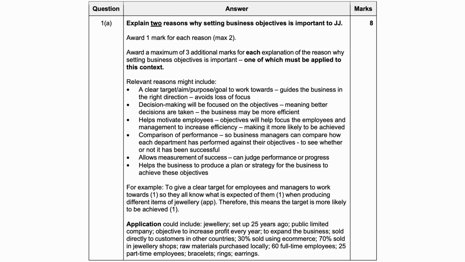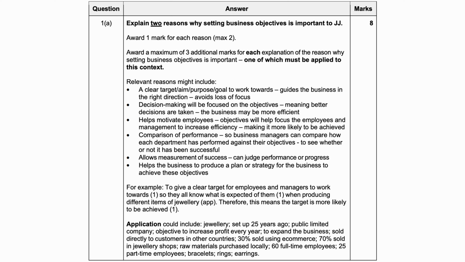Okay, now this is the mark scheme. So the mark scheme says award 1 mark for each reason. So you can get a maximum of 2 marks just for stating a reason, okay? Then it says award a maximum of 3 additional marks for each explanation of the reason why setting business objectives is important, one of which must be applied to this context. Then it says relevant reasons might include a clear target, aim, purpose, goal to work towards, guides the business in the right direction, avoids loss of focus.